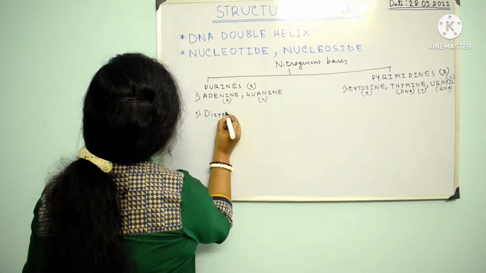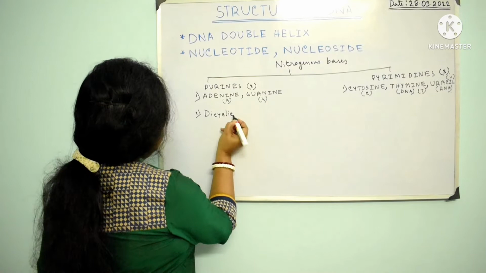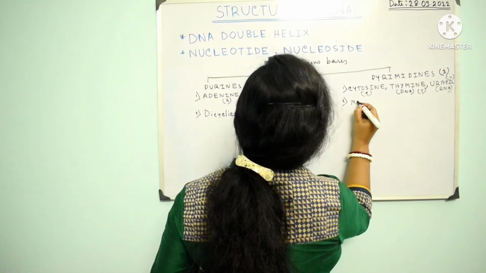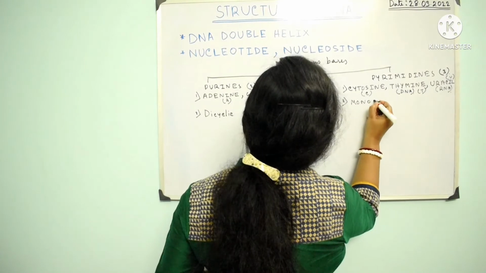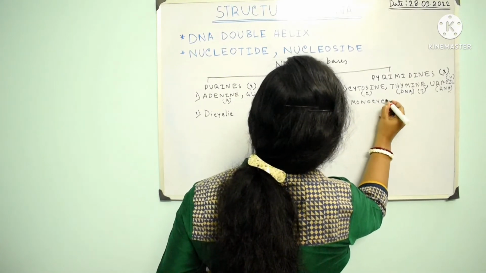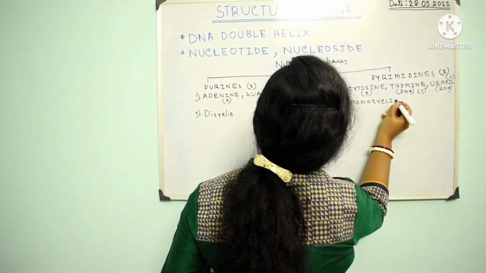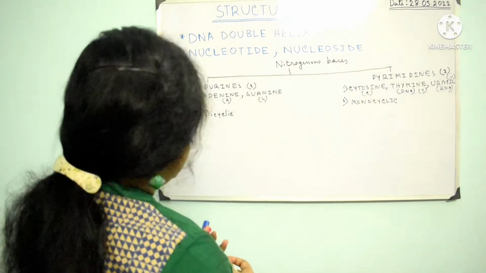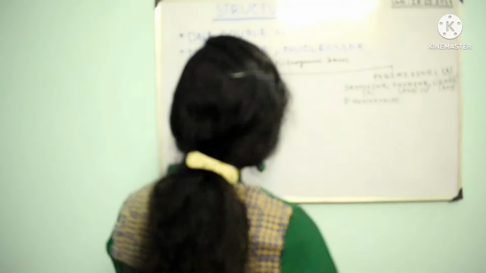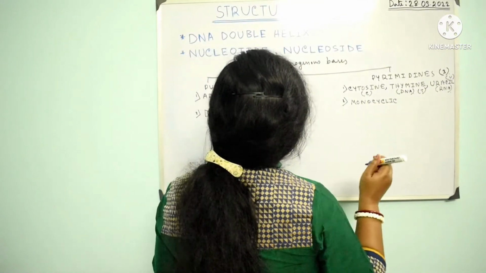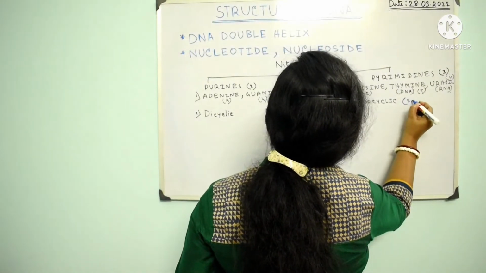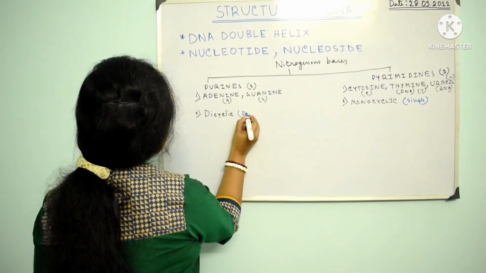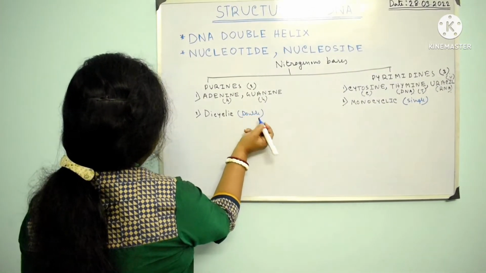Point number 2. Purine is dicyclic and pyrimidine is monocyclic. Here let's draw the structure. Pyrimidine is a single ring compound and this is a double ring compound.